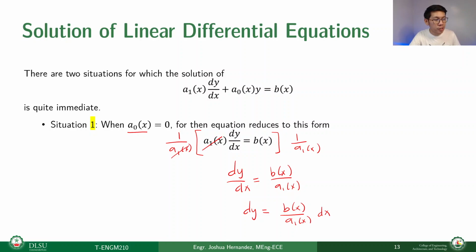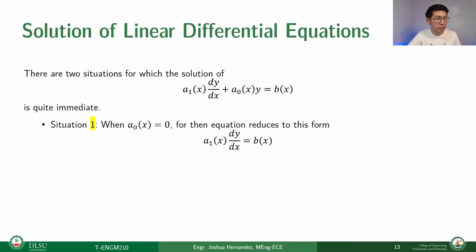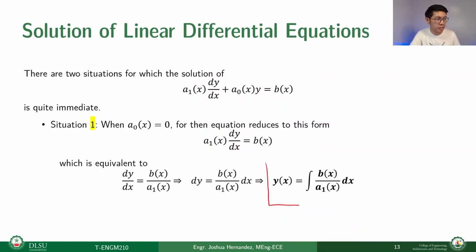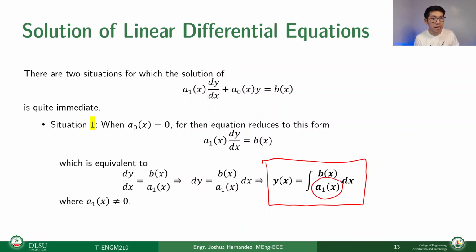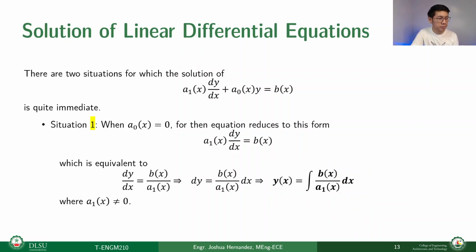Now, this can be solved through integration. Integrating dy, or the left-hand side, and the right-hand side of the equation gives us the solution in terms of y to be the integral of b of x over a sub 1 of x, then dx. And yes, that is our solution for that situation, for linear differential equation. Alright, let me just erase this. I show this to you so that you will understand the flow, how it turned out to be like this. Okay? Of course, where a sub 1 of x, this denominator here, is not equal to 0. Always remember that, because we cannot divide by 0 on both sides. Alright, so let's move forward.